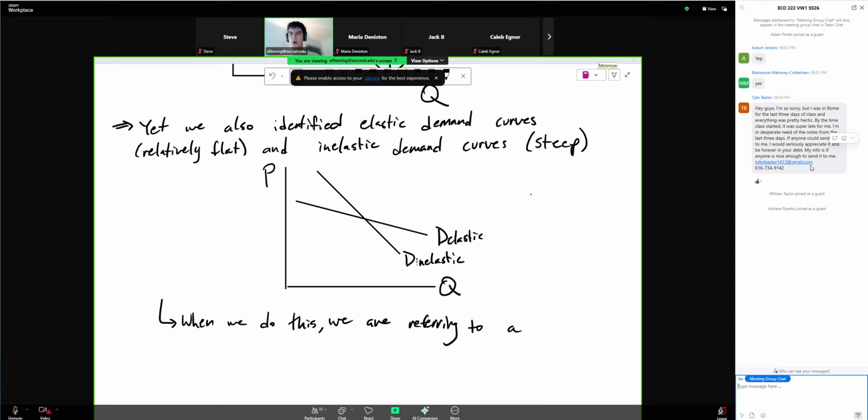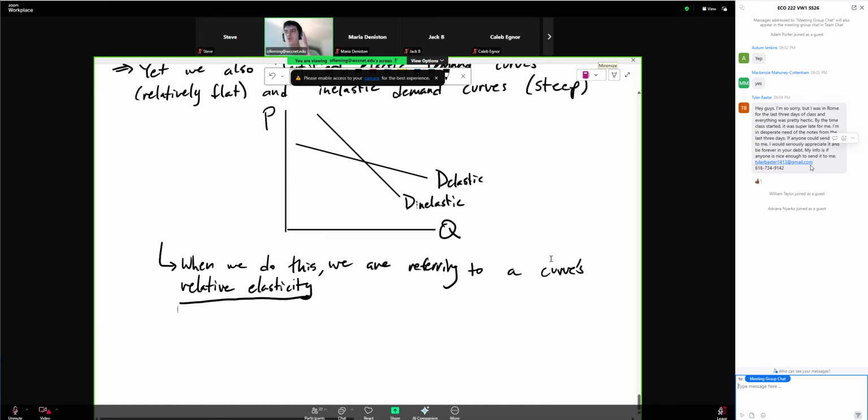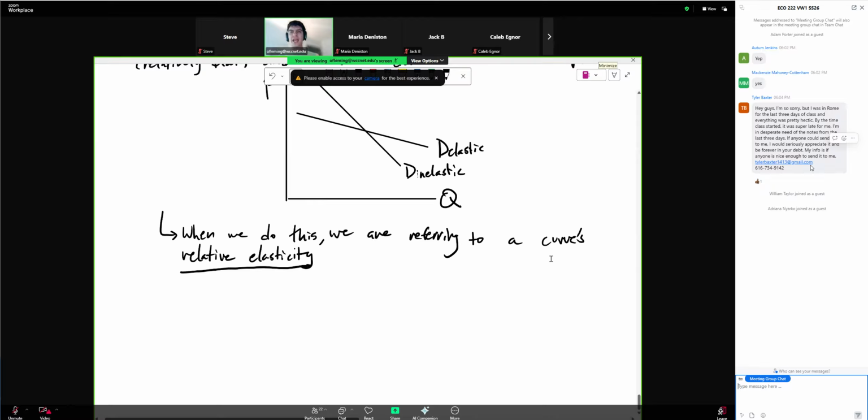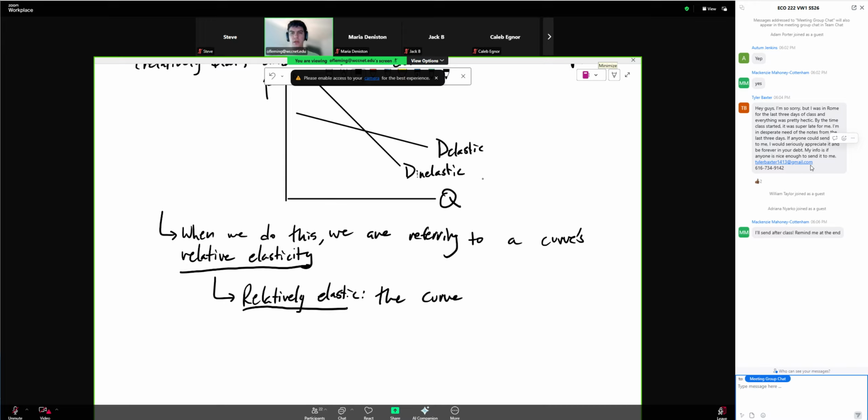Okay, we are referring to a curve's relative elasticity. Now, the word relative there should give you the sense that we're using this sense of elasticity to compare two curves, not to necessarily point at a specific point on the demand curve and say whether or not it is technically elastic or inelastic. So, for example, when we say that a curve is relatively elastic, that is us saying that it is flat. The curve is flat relative to another curve.